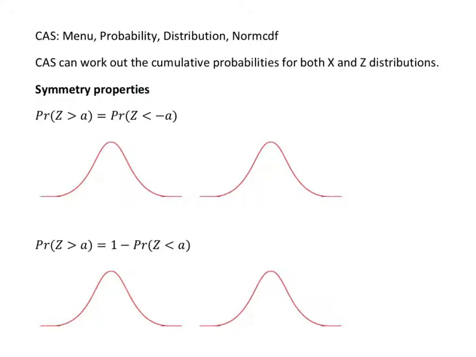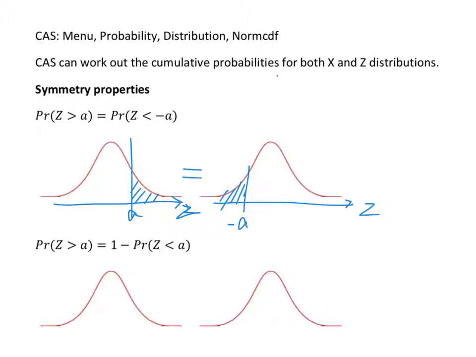Symmetry properties are a lot more interesting and useful. You'll find lots of questions to do with that. So our first one is: the probability that z is greater than a is the same as the probability that z is less than negative a. If I draw that in, it's easiest if I put the z values in here. That's a z, not a 2. That's a. So the probability that z is greater than positive a is the same as the probability that z is less than negative a. So there's my equal sign there.